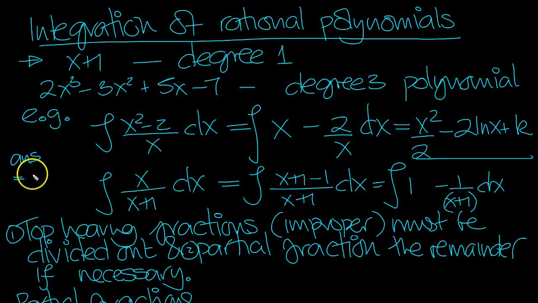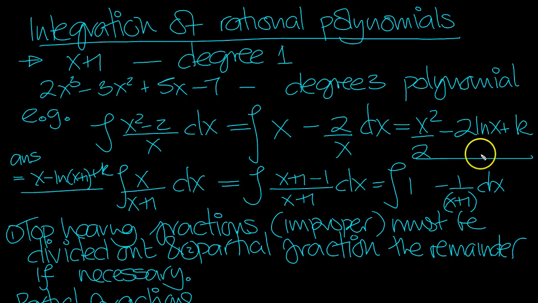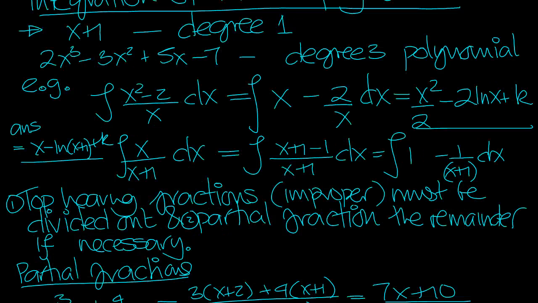This integrates to x. This is ln of x plus 1 when we look in the table of standard integrals, plus a constant of integration. So it enables us to integrate it. And there's the answer there: x minus ln of x plus 1, plus k. Just tidy up a bit, that's better. Okay, good. So that's that then.